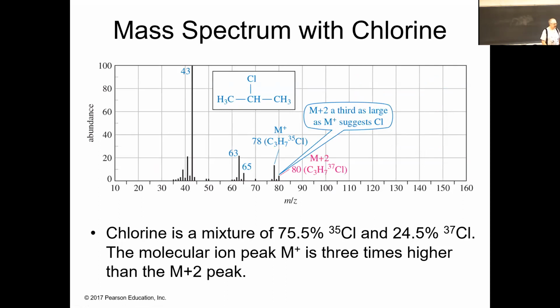Okay, so here's 2-chloropropane. The isotope signature is distinctly different from that of bromine. Here the M and the M+2 peak are in about a 3-to-1 ratio. And we can see with this set of peaks, we still have the chlorine atom present. We've lost a methyl, loss of 15. And again, 43 would be the isopropyl cation, where we lose a chlorine.